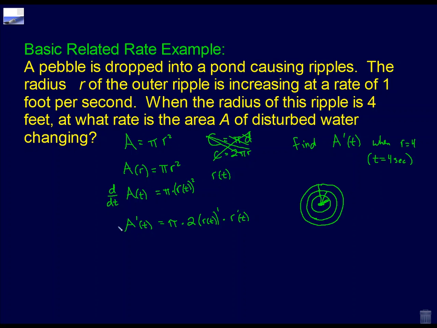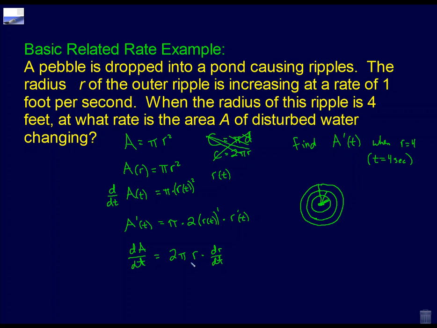Okay, now it's typical that we don't use the function notation all the time here, so I could just change A prime of t to this notation here, dA/dt, the derivative of A with respect to time. Here I could write 2 pi, and instead of r of t, I could just write r, and then instead of r prime, I could just write dr/dt. And so now I've got an equation involving the rate of change of the area and the rate of change of the radius and the radius itself.